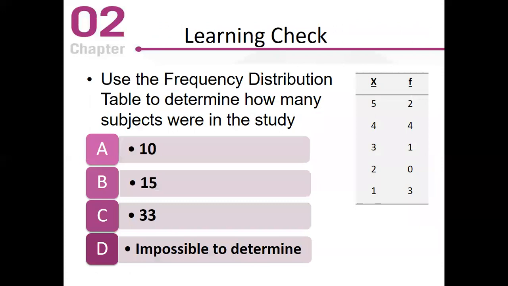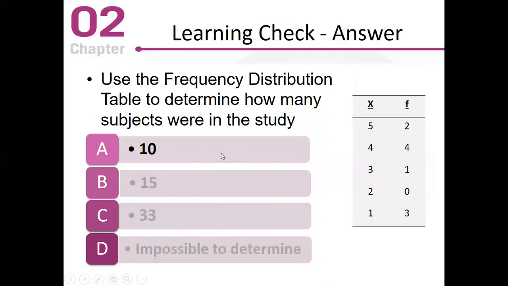Let's go ahead and do a practice question here. Use the frequency distribution table on the right to determine how many subjects are in the study. If you need more time, pause the video. We just simply add up the frequency. 2 plus 4 plus 1 plus 0 plus 3 ends up being 10. Just add up the frequency column and you're going to get the total number of people in the study.